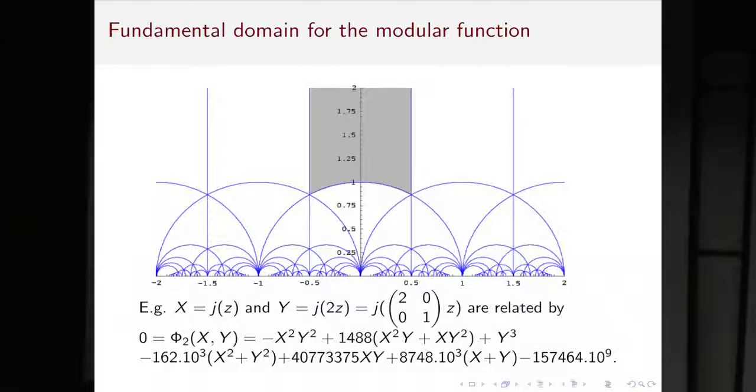The classic fundamental domain is the gray one, and its images under SL2Z. So these are the symmetries of the J function. And here is one example of a modular polynomial. If you take J of tau Z as X, and J of 2Z, which is Z operated on by this 2x2 rational matrix with a positive determinant, then X and Y are algebraically related by the modular polynomial phi2, and that is phi2.